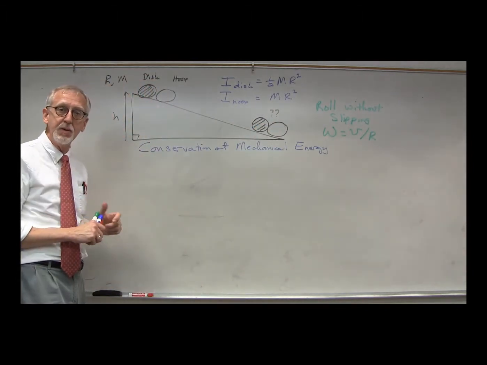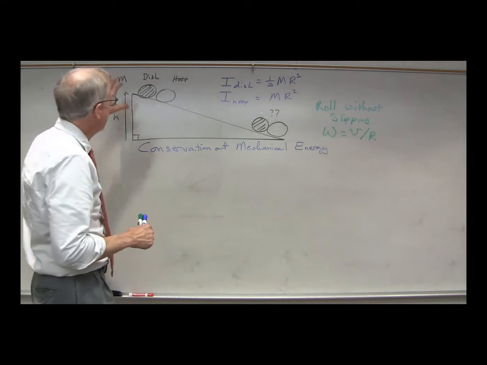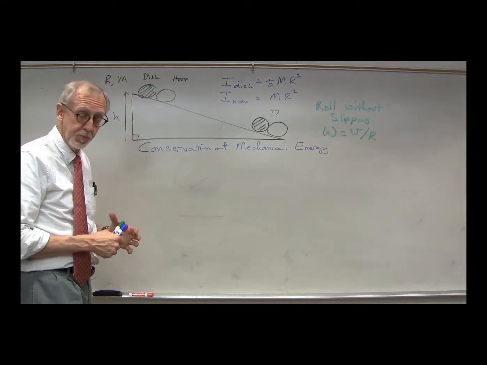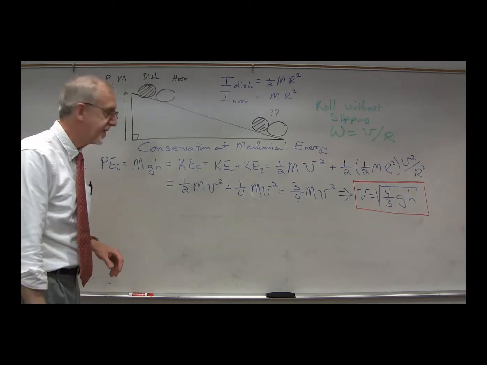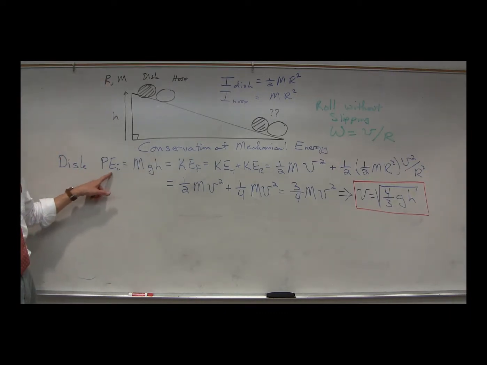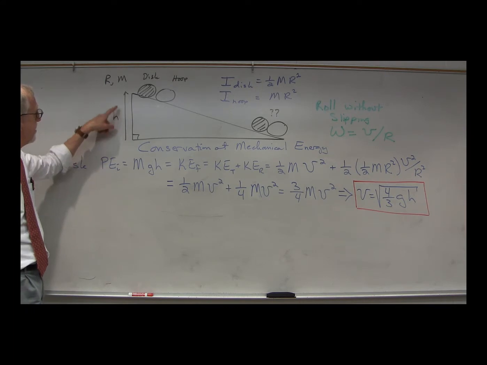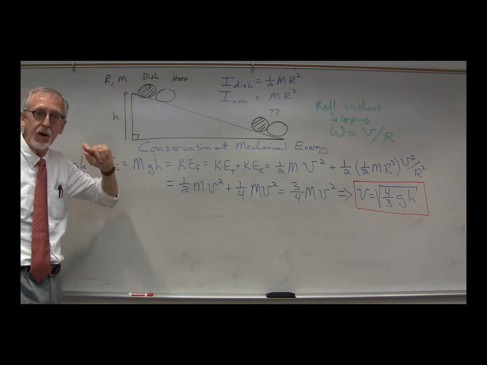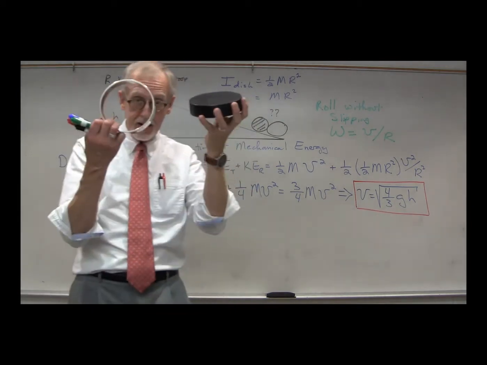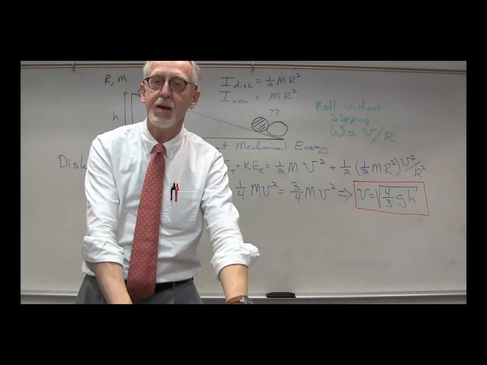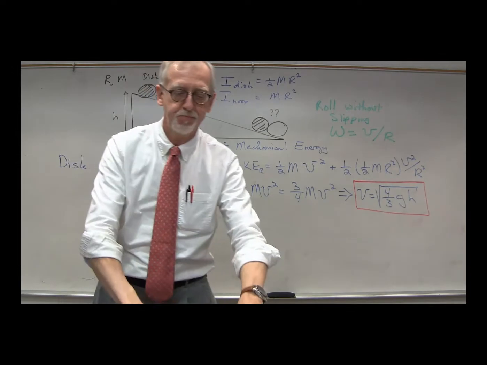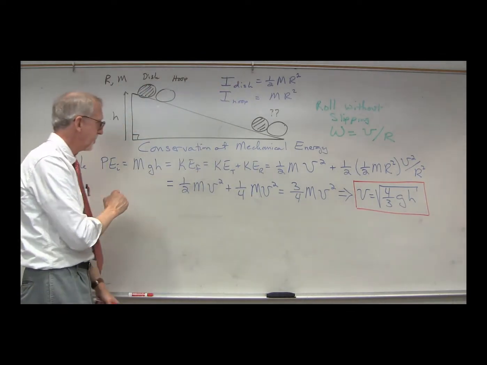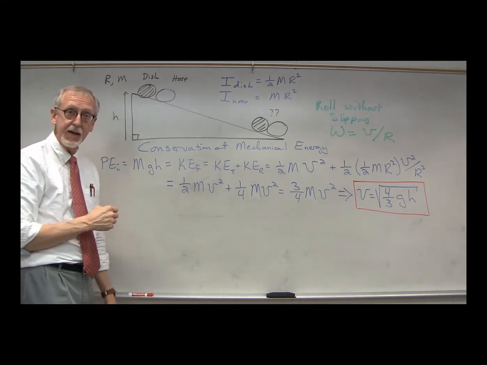So what do we have? Let's look at each one in turn. We'll start with the disc, and then we'll look at the hoop. Okay, so for the disc, we have the initial potential energy is mgh. We're going to assume that both of them have the same mass and the same radius. And actually, that is true for my disc and hoop here. They have the same mass and the same radius. So initial potential energy is mgh. That must equal the final kinetic energy.